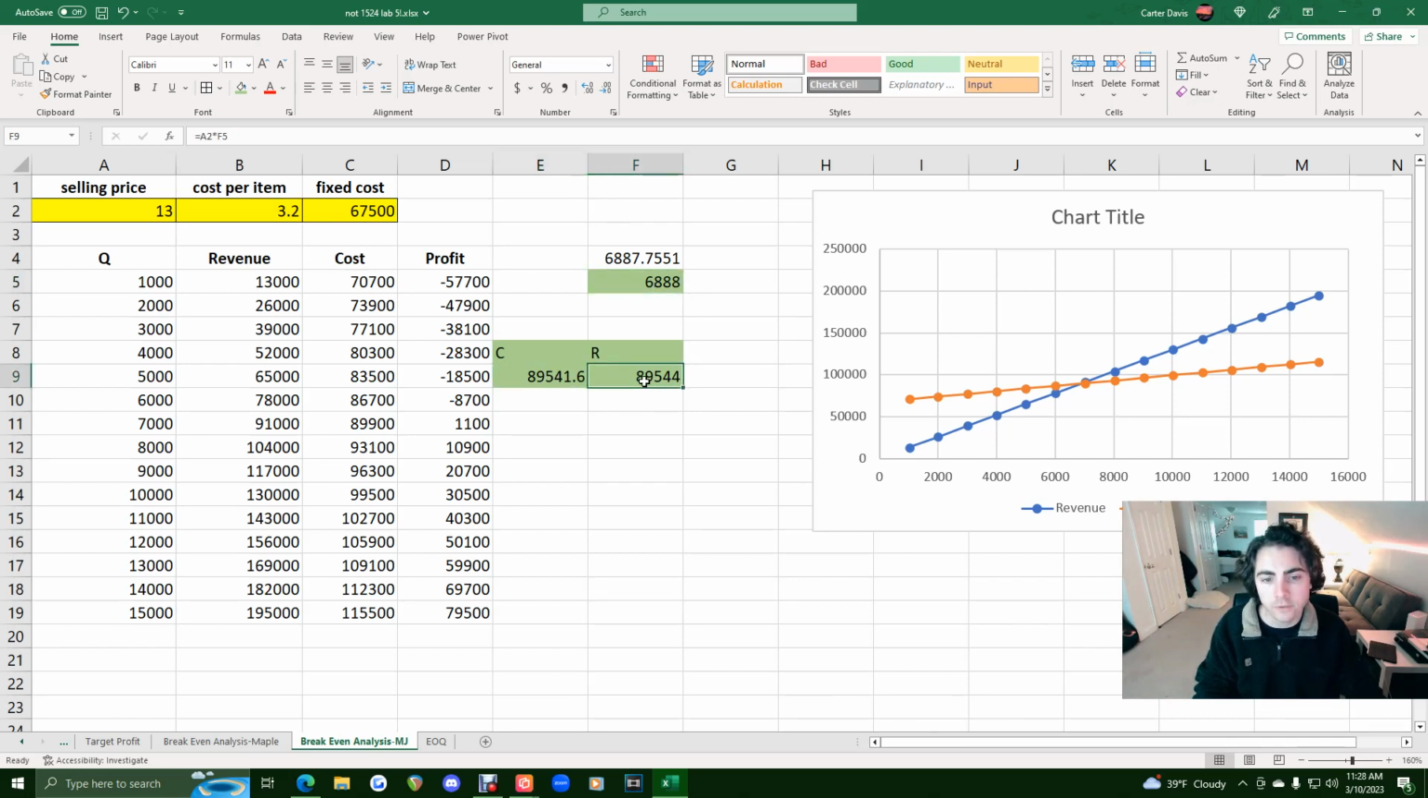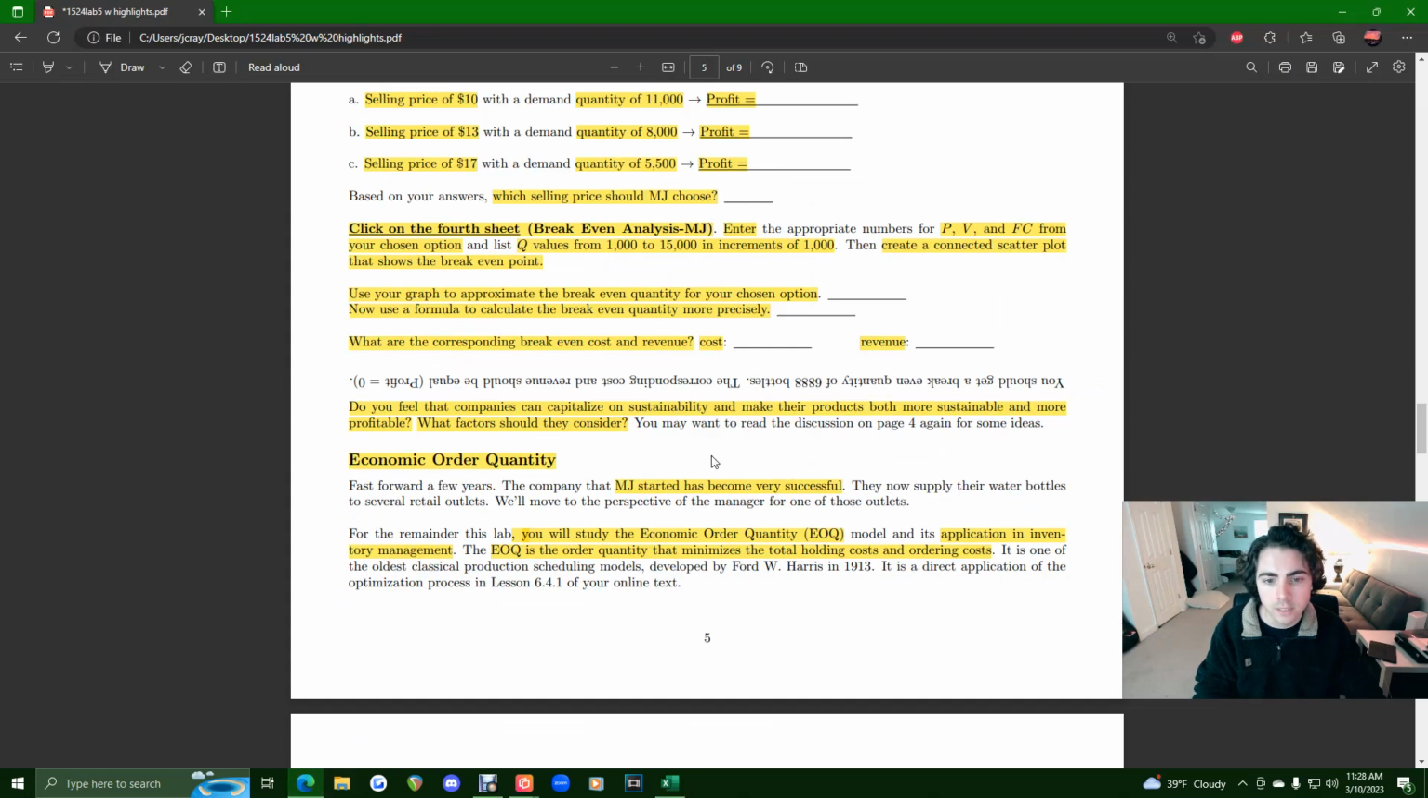So we needed the revenue to be just barely over the cost, because we need to break even. We don't want the cost to be more than the revenue because we won't earn a profit that way. So 6888, they have the answers there.